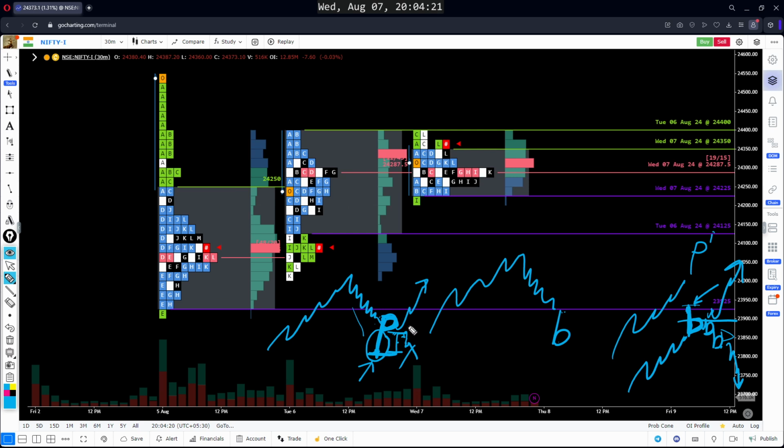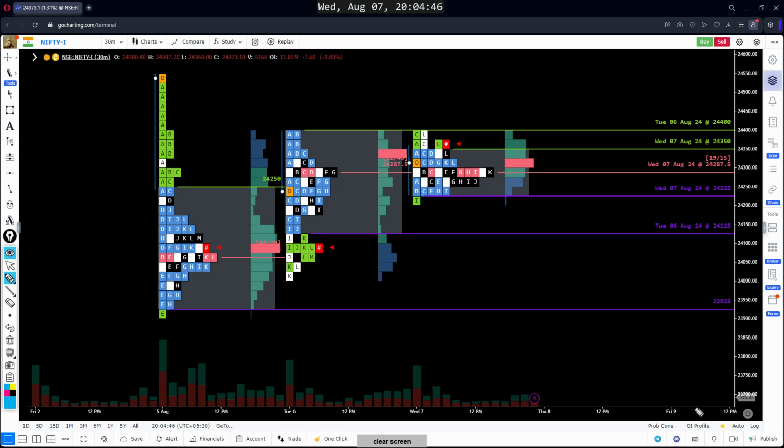I hope now you understand what the P shape and B shape signify wherever they appear. We can't just say that every time they appear they're going to make the same sense. You really have to take the context from the back of the story, what's happening at the back, and accordingly make sense out of these things.